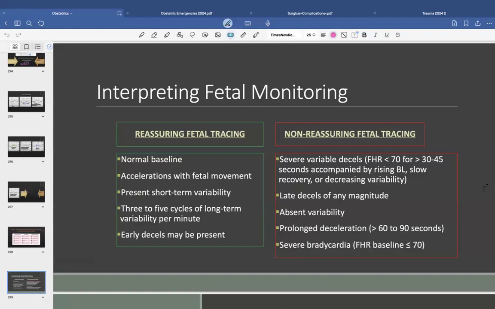Prolonged deceleration, anything lasting over a minute, 60 seconds to 90 seconds. And then severe bradycardia, fetal heart rate less than or equal to 70. Non-reactive stress tests don't necessarily mean there's a problem for every patient, but it does tell you that you probably need to do more testing. You can have false positives on the fetal tracing, in terms of a non-reassuring result, if mom smokes and if she ingests certain drugs.